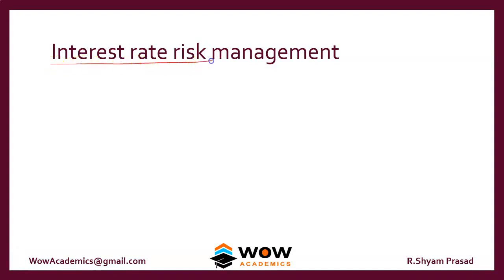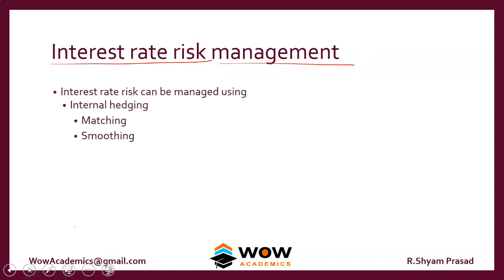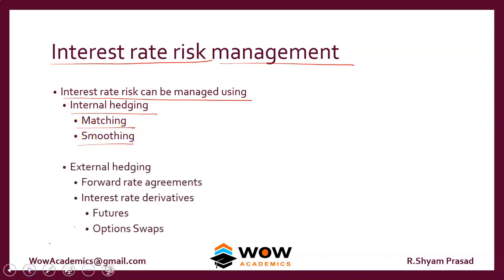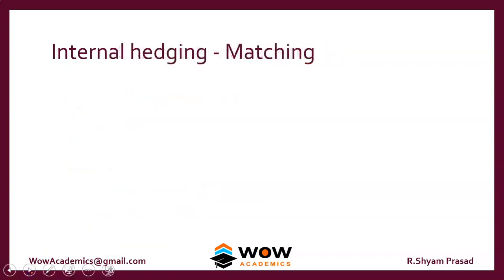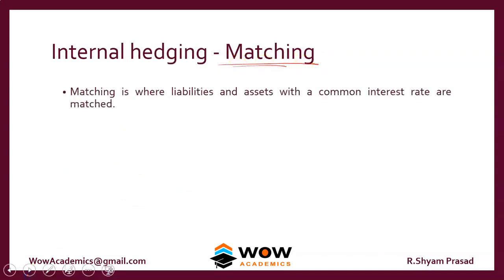So we'll discuss interest rate risk management. Interest rate risk can be managed using internal hedging methods such as matching and smoothing. It can also be managed through external hedging, called forward rate agreements, interest rate derivatives, futures, options, and swaps. So we'll start with what matching is. Matching is where liabilities and assets with a common interest rate are matched.